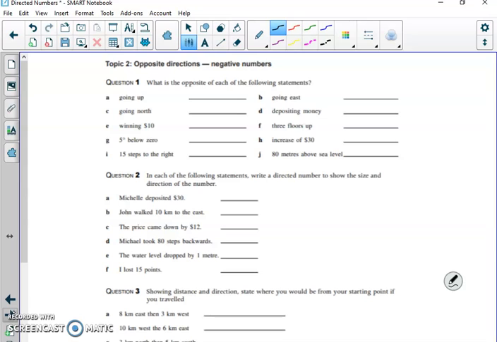What is the opposite of each of the statements? Going up, what's the opposite of that? It's going down. Going north, going south. You guys can figure out the rest of it.